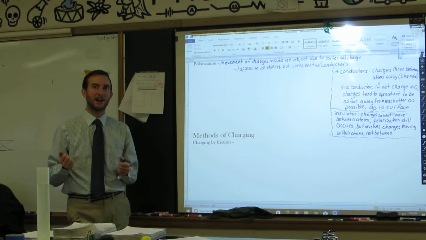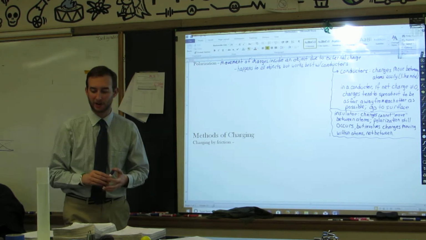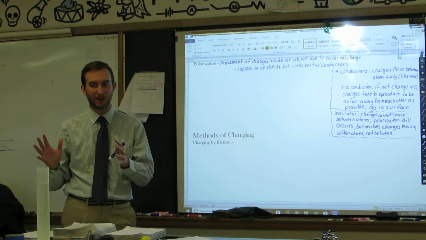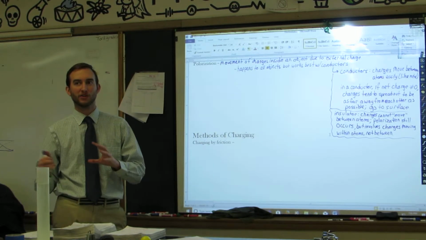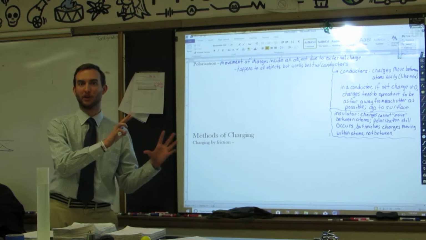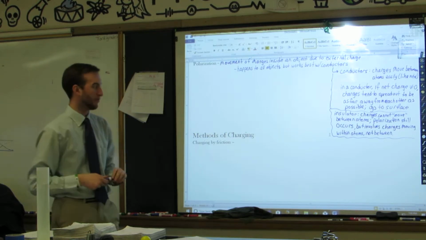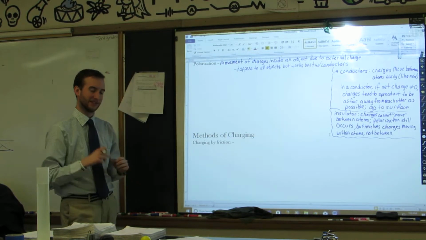You can think of this as like the electron cloud, a little flashback from chemistry. It gets distorted to one side or another. So like one side of the atom becomes a little more negative, the other side becomes a little more positive. Okay, that's an insulator. It's different from a conductor.